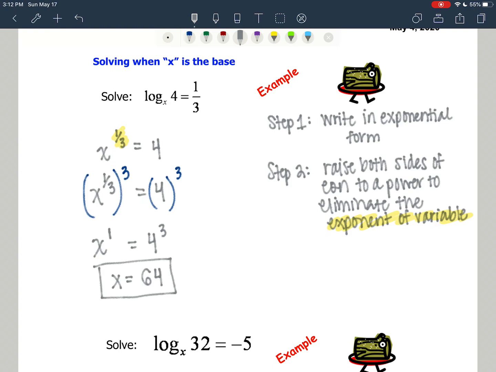So 64 to the 1/3 power is equal to 4. Now, if you're not sure if this is true, you can look back at your examples and you can see that this was the very first example that we did when we didn't know what 1/3 was. So when we didn't know what 1/3 was, we had the same exact equation. Okay, let's try another example.